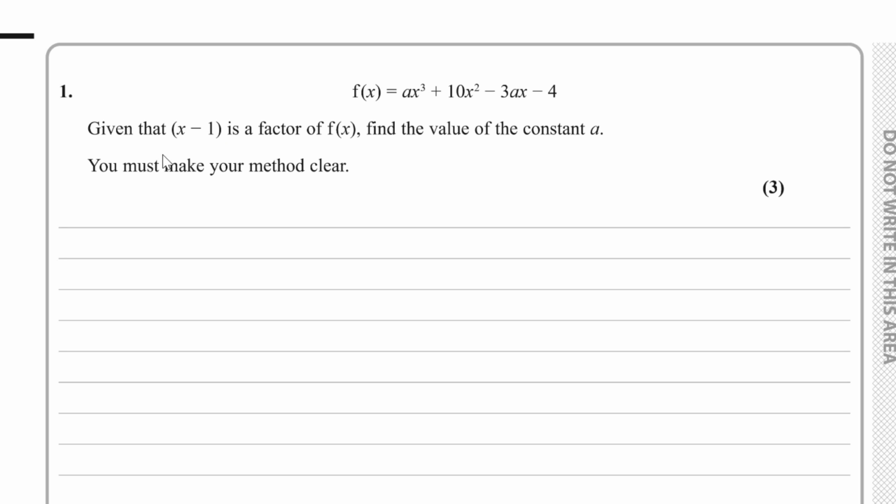Question number 1. f of x is equal to ax cubed plus 10x squared minus 3ax minus 4. Given that x minus 1 is a factor of f of x, we have to find the value of the constant a. You must make your method clear.